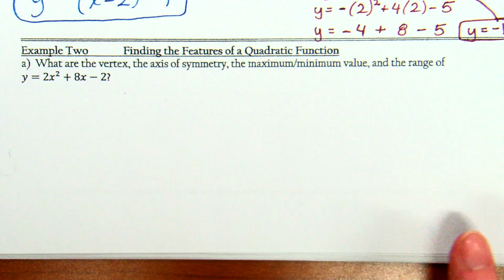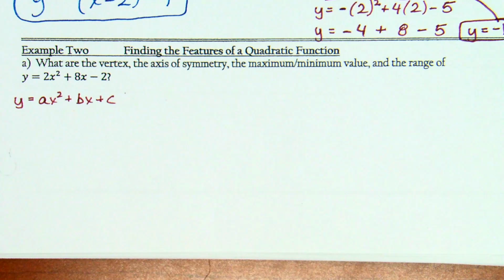They asked me to find the vertex and the axis of symmetry. Officially, though, we can't really find the vertex until we find the axis of symmetry. So could we start off finding our axis of symmetry? How do I find my axis of symmetry?